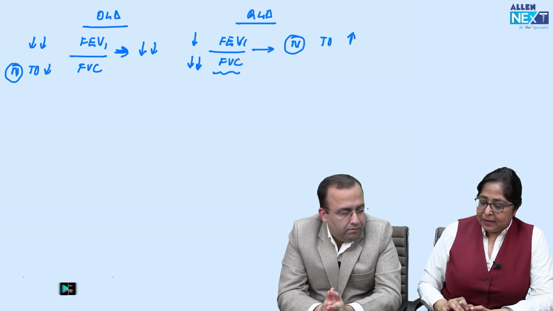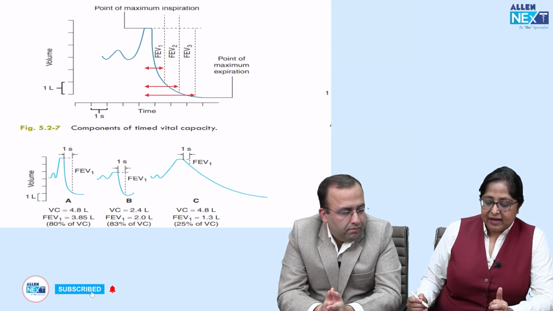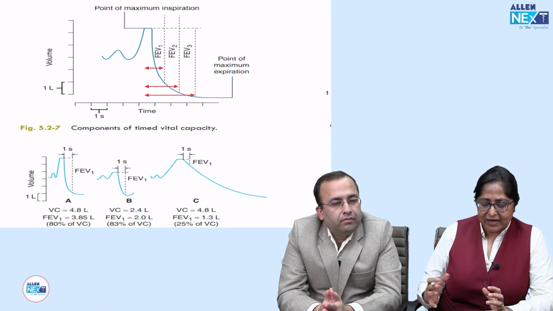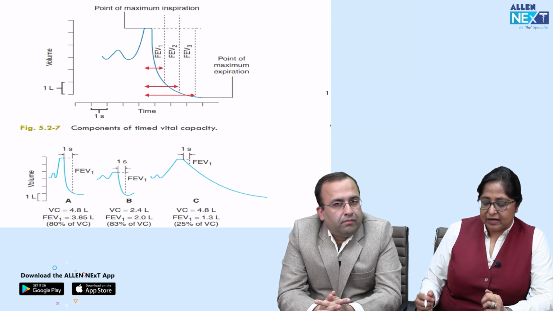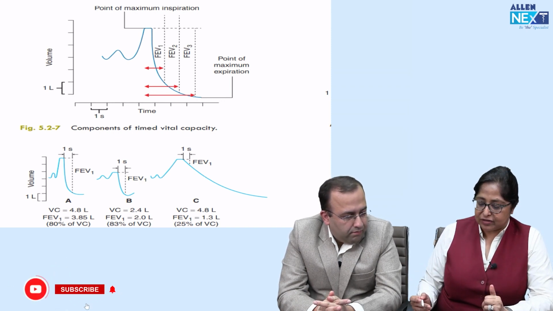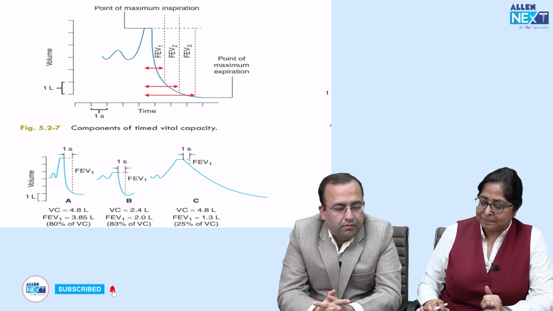Now, as you can see over here, this is again a graph which is showing you the timed vital capacity, exactly what we have just discussed, and what happens in an obstructive and a restrictive lung disease, already discussed.